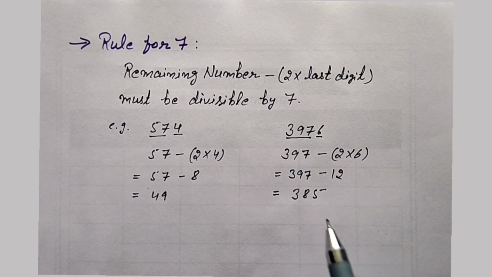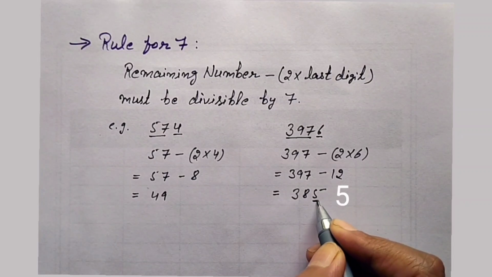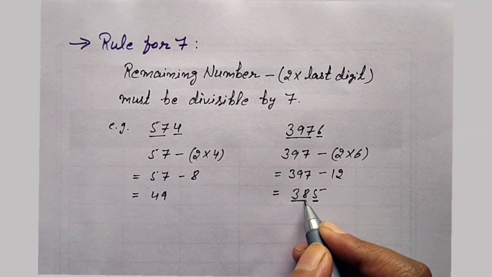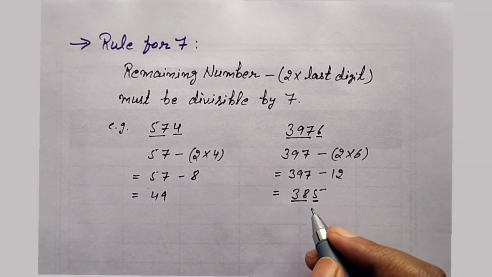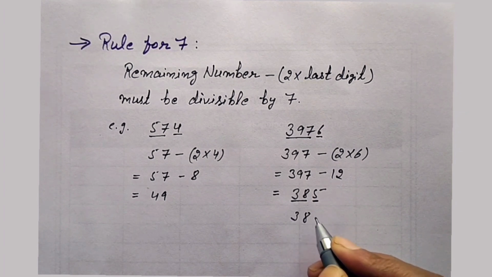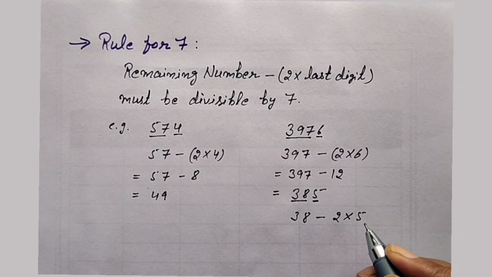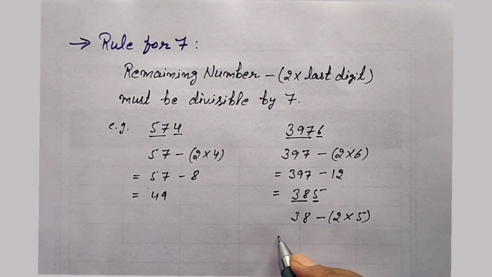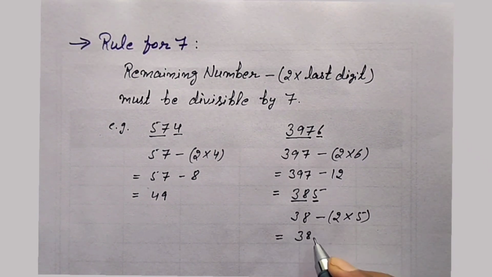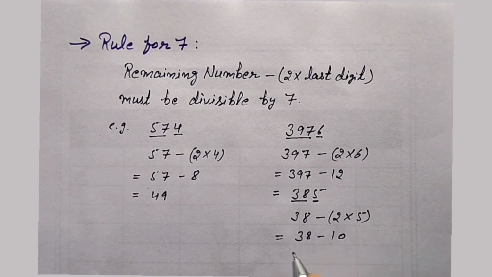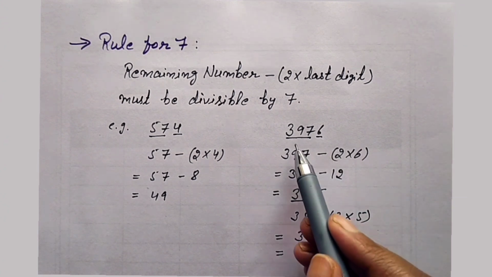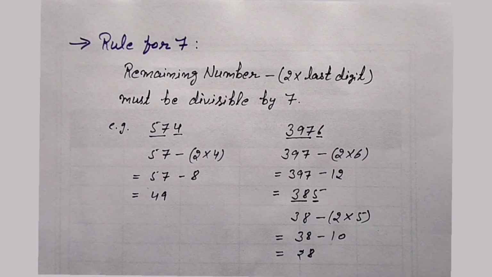Now, if you don't know whether this number is divisible by 7 or not, then you can apply the same rule again. So here, the last digit is 5 and the remaining number is 38. So, remaining number minus 2 times last digit is equal to 38 minus 10, and that gives us 28. So 28 is completely divisible by 7. Therefore, this number will also be divisible by 7.